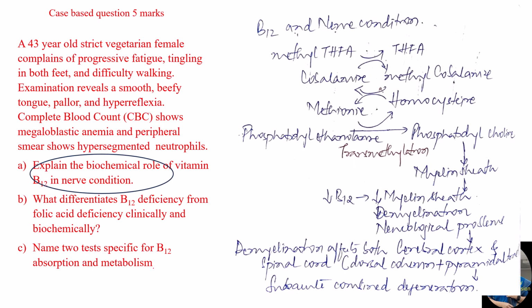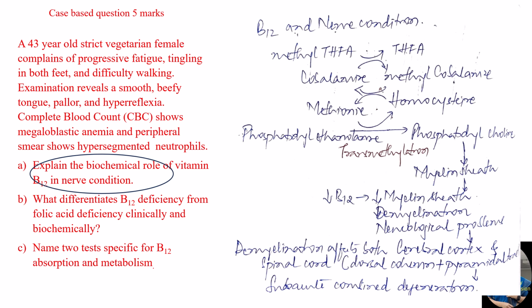Now, case-based 5-marker question. The case is as follows. A 43-year-old strict vegetarian female complains of progressive fatigue, tingling sensation in both feet, difficulty walking. Examination reveals smooth, beefy tongue, pallor and hyperreflexia. CBC, that is complete blood count, shows megaloblastic anemia and peripheral smear shows hypersegmented neutrophils. So 3 different sub-questions have been asked.